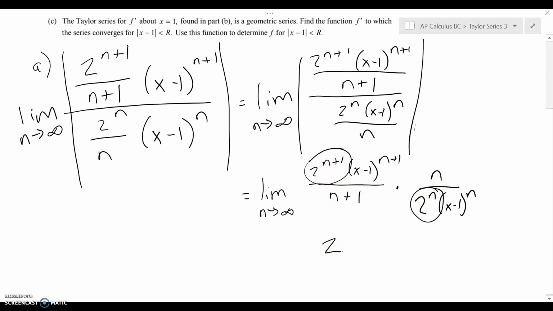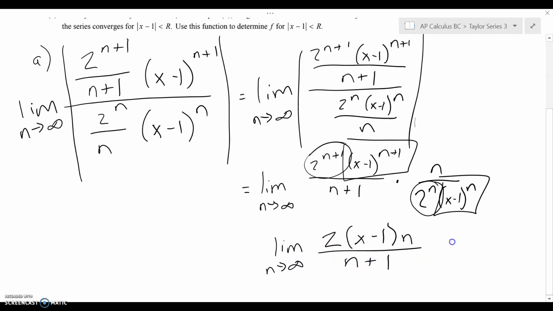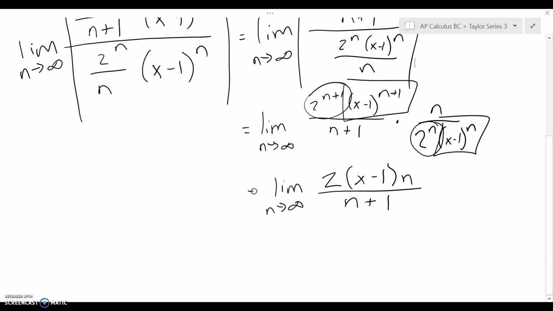Times, now I've got an x minus 1, so I'll shift my view. I've got an (x - 1)^(n+1), and then I've got n of those, so I'm going to be left with a single x minus 1 up top, and then I've got n up top and n plus 1 on the bottom. And I'm still taking n to infinity, so I still have to deal with that piece of the problem.